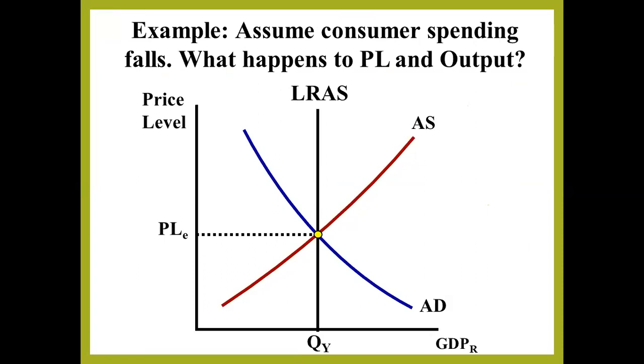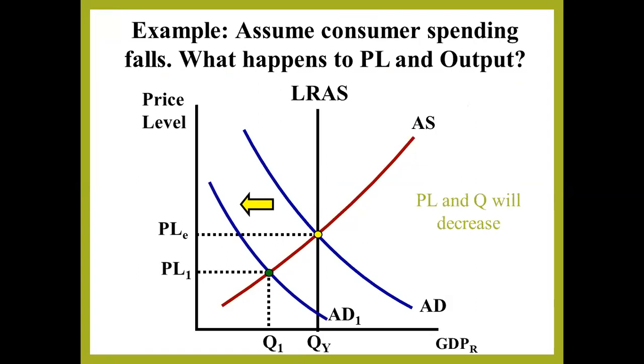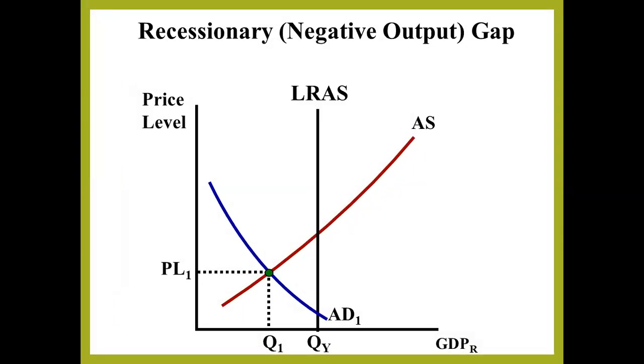All right, let's say consumer spending falls. Consumers stop spending money for any number of reasons. Aggregate demand is going to go down. Aggregate demand goes down, price level's gone down, quantity's gone down. We are at what's called a negative output gap or a recessionary gap. We're experiencing deflation because prices have gone down, but we are below full employment.